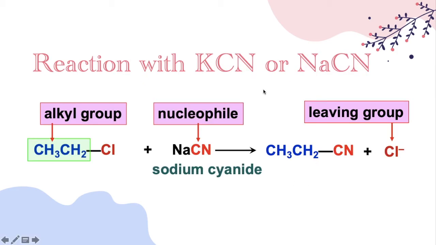Reaction with KCN or NaCN. The nucleophile has the functional group cyanide. So remember that CN is C triple bond N, not a single bond. The cyano functional group will replace the halogen in the haloalkane, and Cl minus becomes the leaving group.